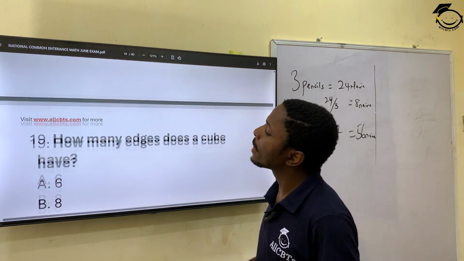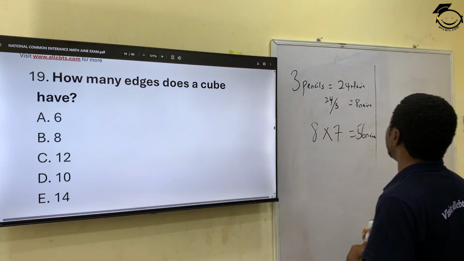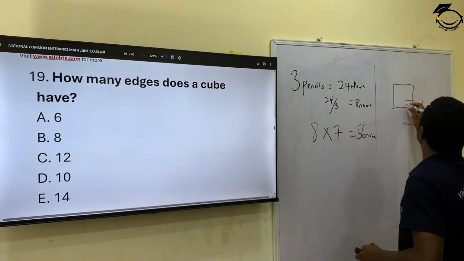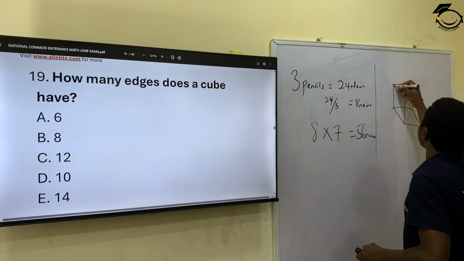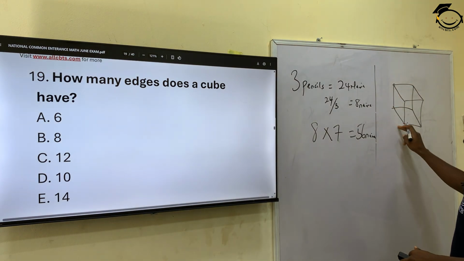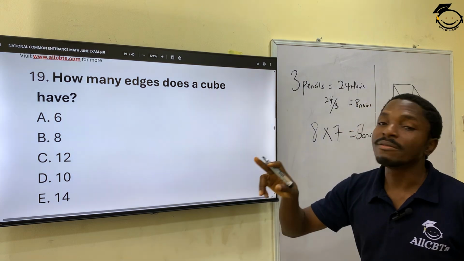19. How many edges does a cube have? So a cube. Now this is the shape of a cube. How many edges does a cube have? By the time you count all these edges together, it will give you 12. The cube has 12 edges.